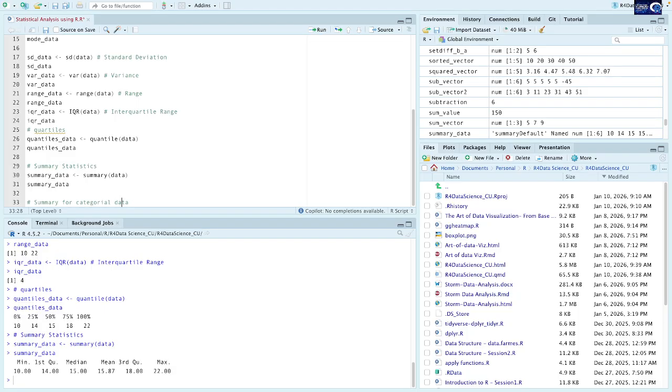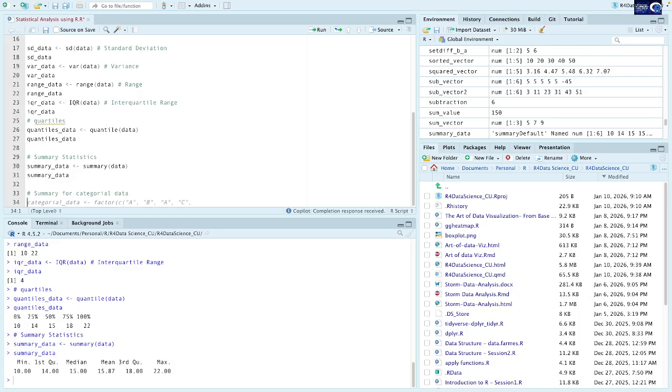For categorical data we can also calculate summary. So I'm just creating a category here.